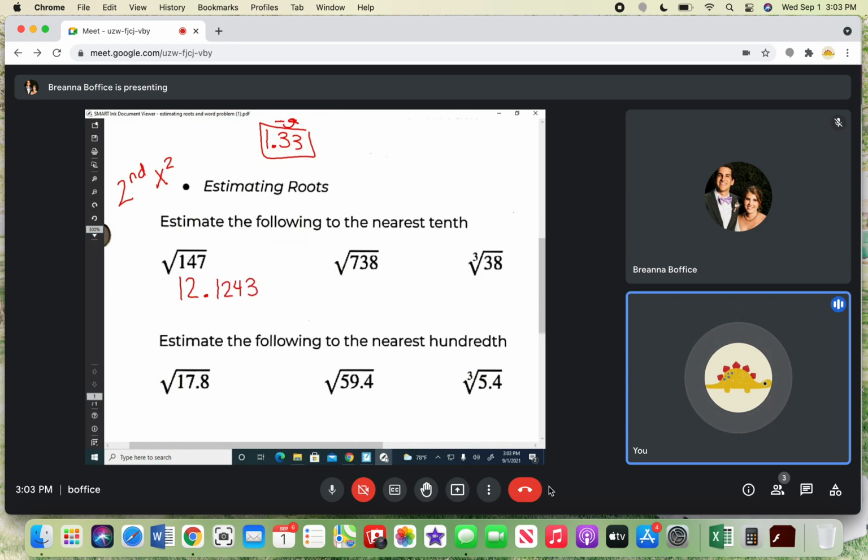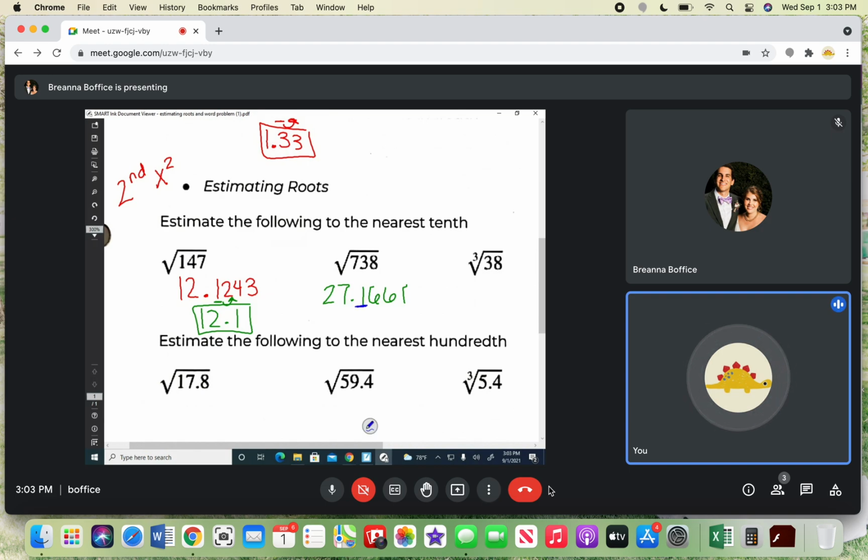It says we're rounding to the nearest tenths. So my tenths place is this 1. I look to its neighbor, a 2. The 2 tells me to rest. So I have 12.1 rounded to the nearest tenth. I'm going to do the same thing with 738. So second x squared 738. I get 27.1661. I'm also rounding to the tenths place.